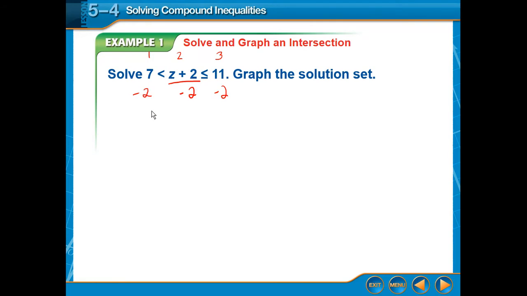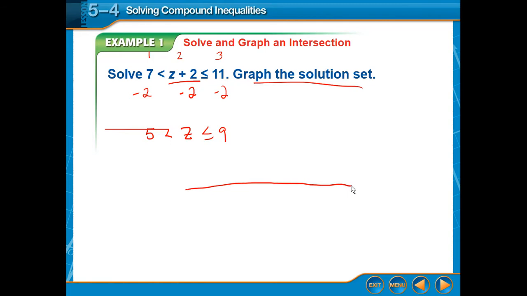Normally in an equation you have 2 parts, but here in a compound inequality it's like we have 3 parts. So whatever I do to one part, I have to do to all 3 parts in order to keep this inequality true. So I do 7 minus 2 and I get 5. Z plus 2 minus 2 is just Z, and 11 minus 2 is 9. And I keep the inequalities the same, unless I'm multiplying or dividing by a negative. So I get 5 is less than Z, which is less than or equal to 9. So basically, Z is between 5 and 9.